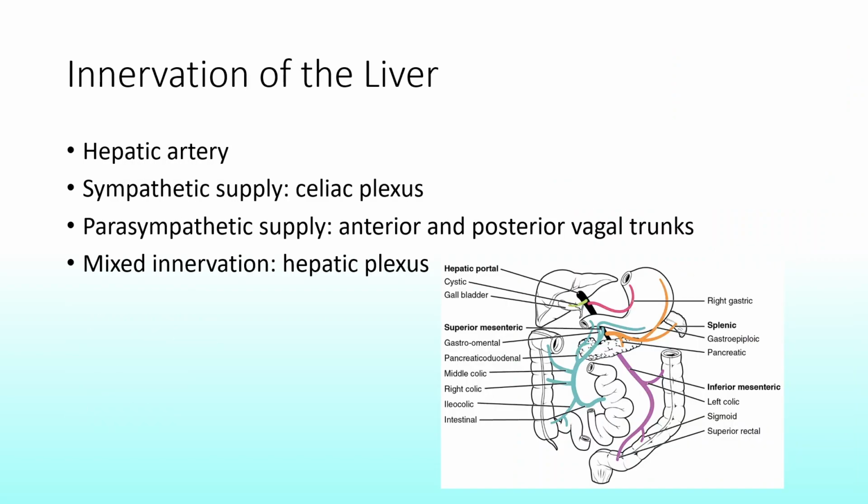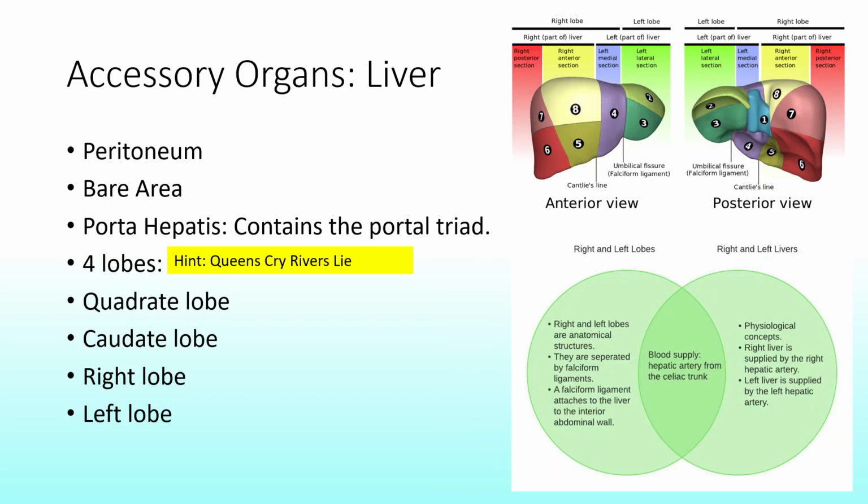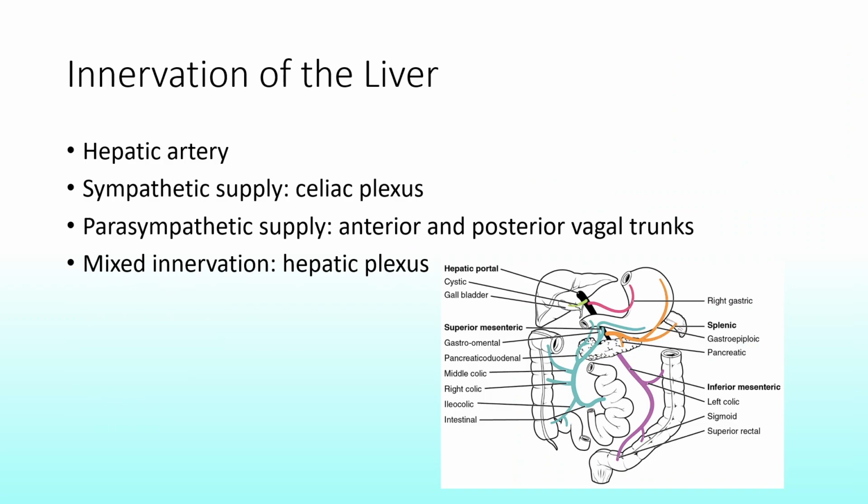Okay, innervation of the liver. So one important detail that I'd also like to add is that there's a round ligament and a ligamentum venosum, which are fetal remnants of the liver. Now let's move on to the blood supply.